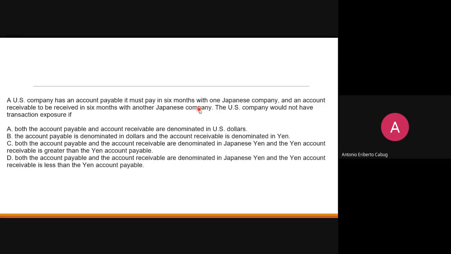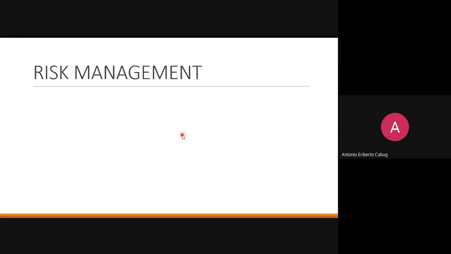One way to avoid foreign exchange risk is when we are going to put the terms in our local currency. Just like this US company, if both the AP and the AR are denominated in US dollars, then well and good. Whatever the exchange rate between the US dollar and the yen is, the US company will not be affected. Very good. The correct answer is letter A.